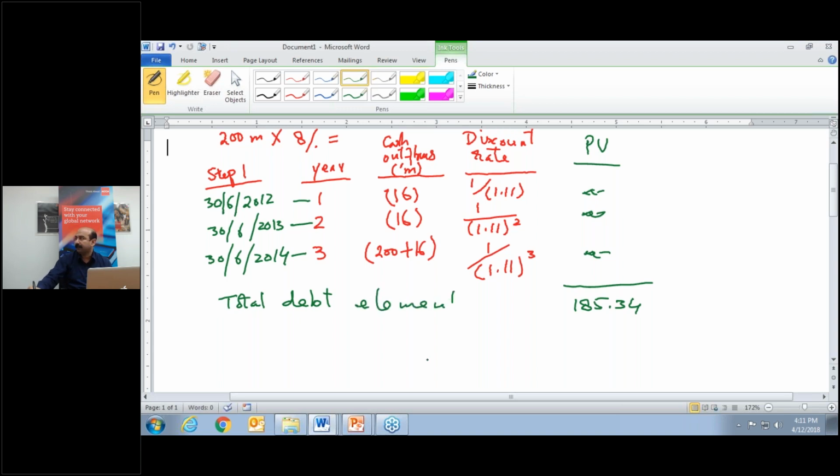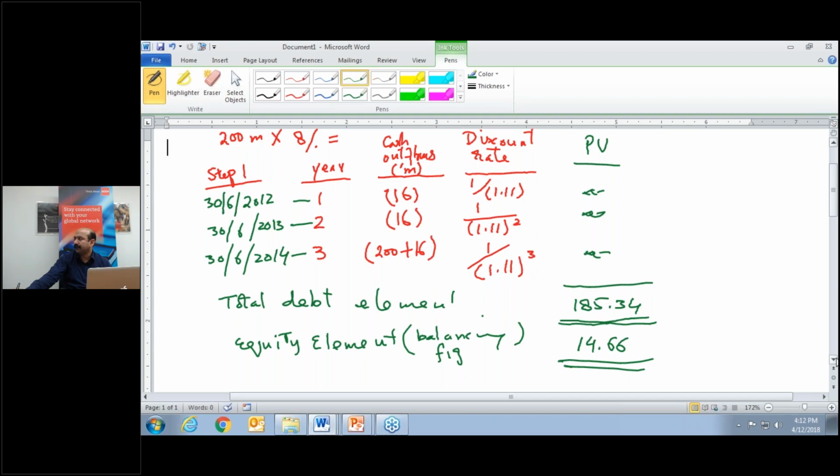And we know that the balancing figure out of 200 million will be the equity element, which will be 14.66 million. So this is the equity element, the balancing figure.